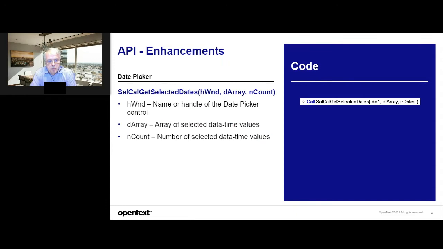For the date picker enhancements, we now have the possibility to get an array and the number of items inside an array if you want to choose different date values picked on a date picker control. That means you can use the control key, you can choose one or more date values, and it fills the array automatically, returns the array, and gives you also the number of selected date values inside this array.